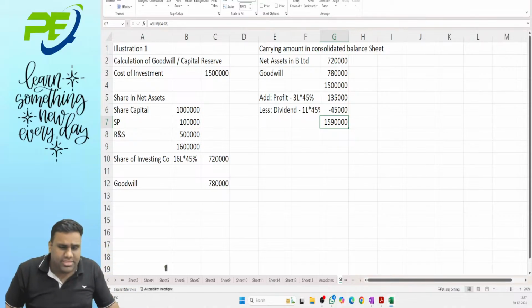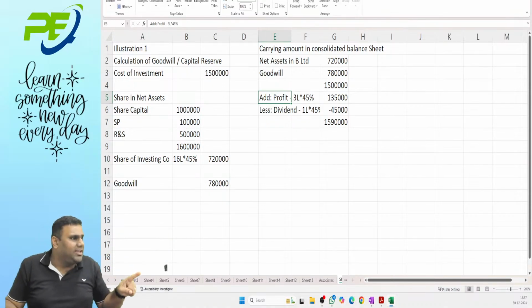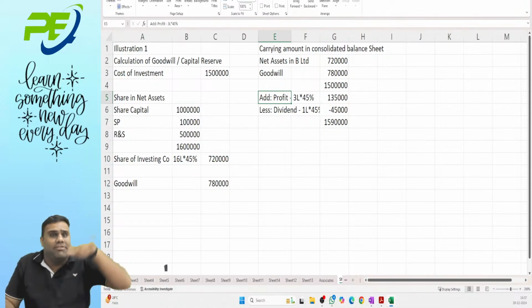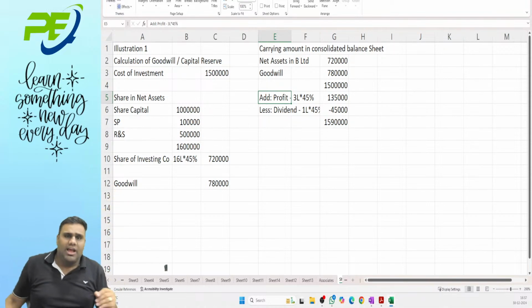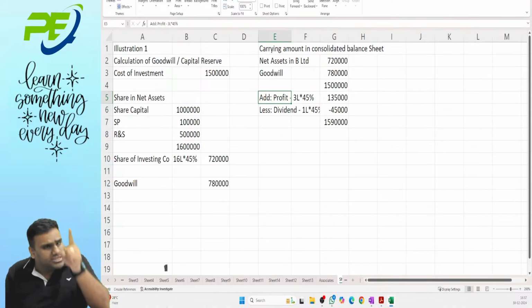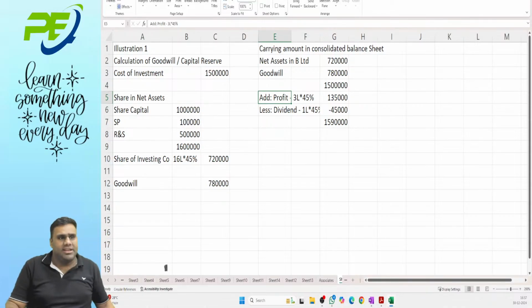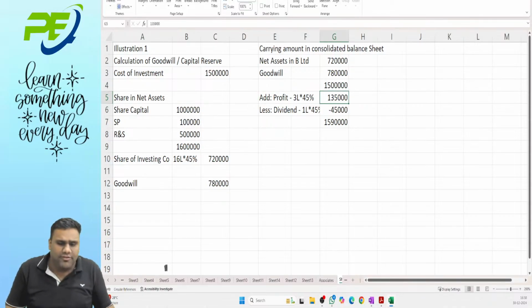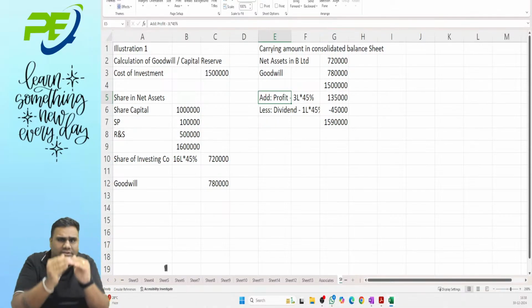In simple words, when the company has made profit, my investment value has increased, and whenever the company gives dividend, my investment value will decrease. You can check in the real-life stock market. I don't have time today, otherwise I would have shown you live. As soon as the company pays dividend, the market price of the share decreases. We have this in the FM chapter 8, dividend decision. But when the company made profit, my investment value increased, and as soon as I received dividend, to that extent my investment will come down.